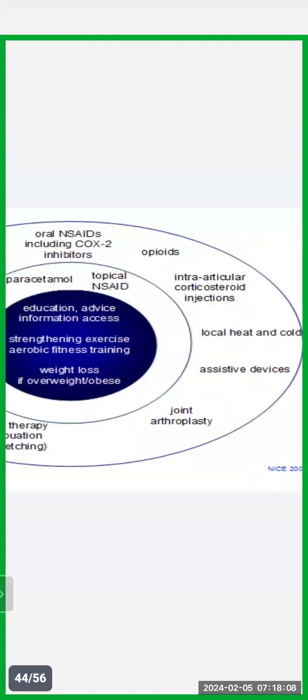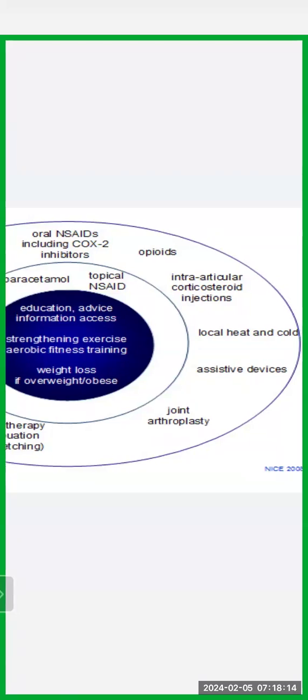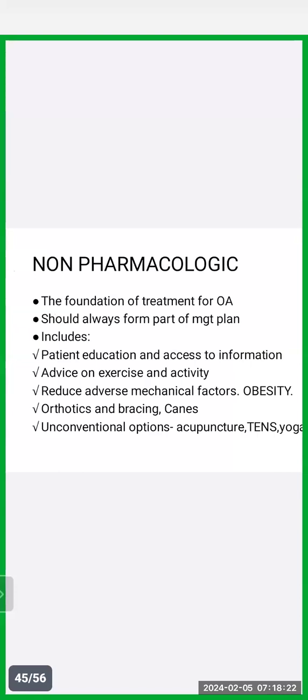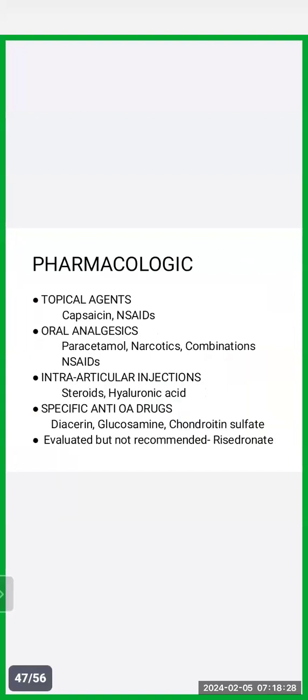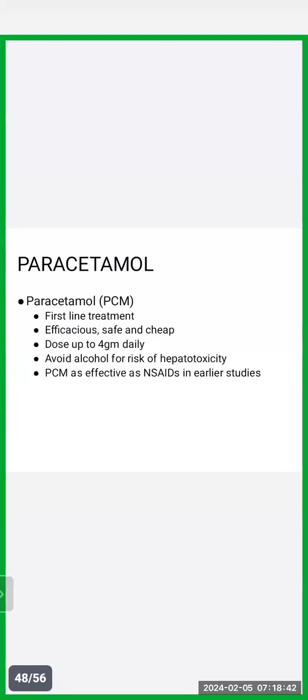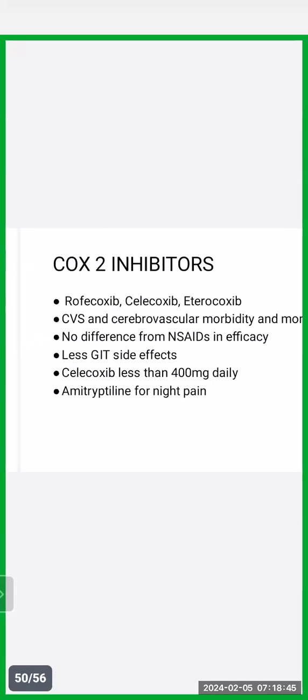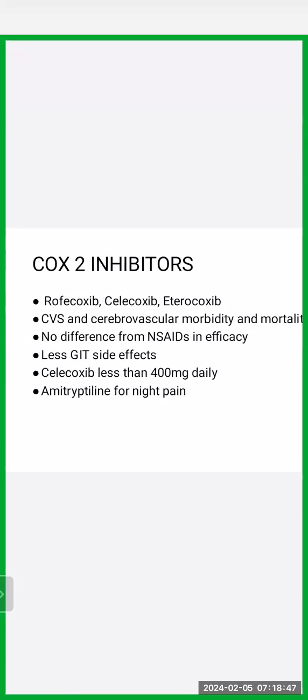So if they all fail, we can go ahead and use intra-articular corticosteroid injection, local heat or cold application, assisted devices, and joint arthroplasty if they all failed. So non-pharmacologic, we have mentioned there. These are the braces that can be used to support the knees. The pharmacologic, we have all mentioned. For the intra-articular injections, it is either injection of the steroid or hyaluronic acid. We'll talk in brief about them. We have all mentioned the NSAIDs and COX-2 inhibitors if they fail to respond to paracetamol.